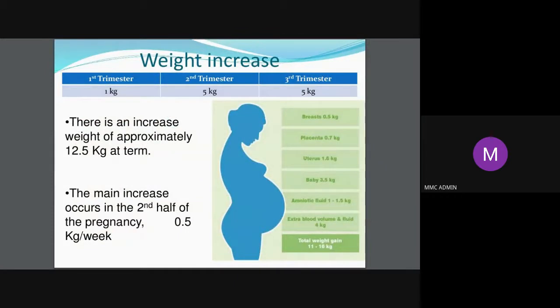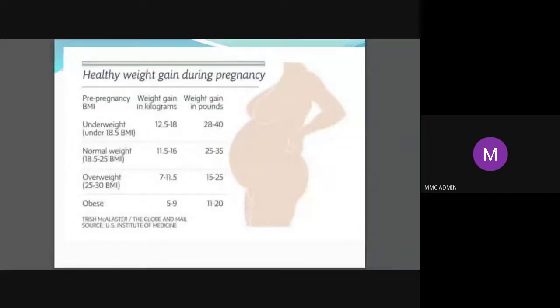Right. So the weight gain mainly increases during the second half. So in the first 3 months, the lady may tell you, I'm not putting on any weight. So you just reassure her, tell her that as the baby grows, in the second and third trimester, she will tend to put on more weight. Right. So this chart tells you how much a lady can gain based on the pre-pregnancy BMI. This is there in your book. Just go through it.